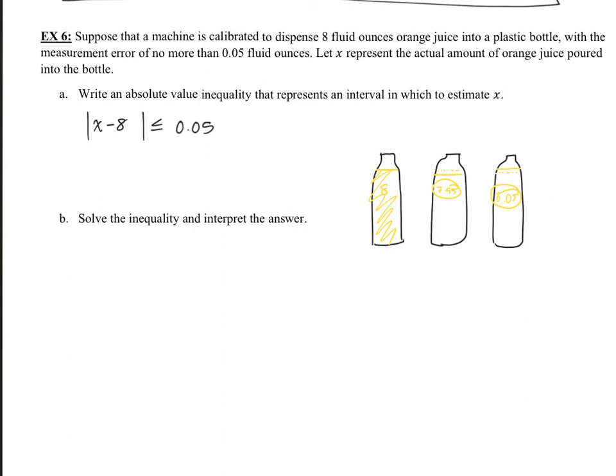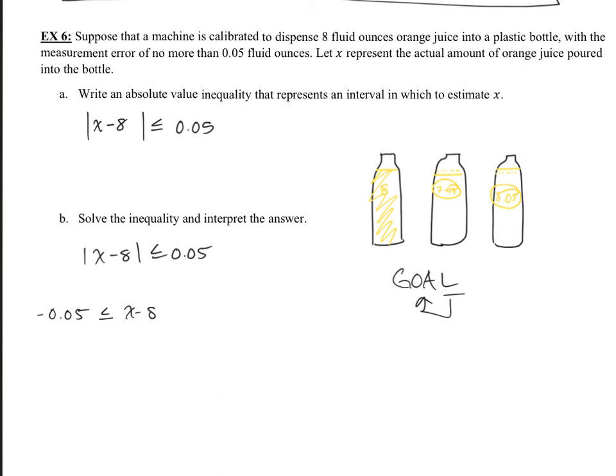Okay, so solve the inequality and interpret the answer. Let's go ahead and solve. So the absolute value of x minus 8 is less than or equal to 0.05. Well, it's already by itself, so let's go ahead and translate this. Using our goal, that's less than, which means I'm going to use an AND statement. So just translating directly into an AND statement. Remember, to solve absolute values, you need to do the translating step. So whenever you see an absolute value and you're trying to solve, think translate.